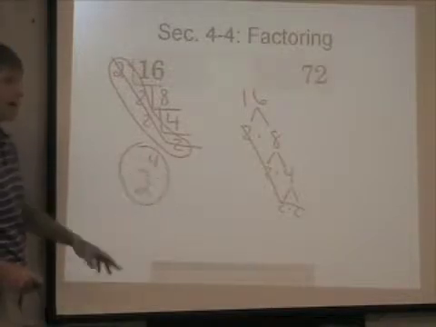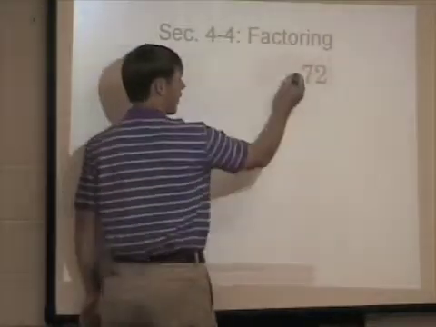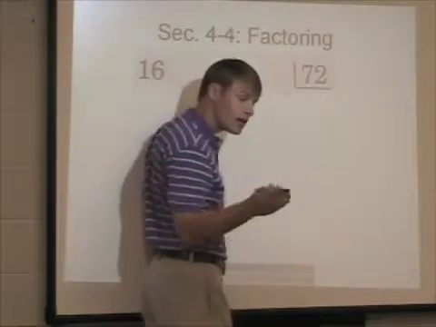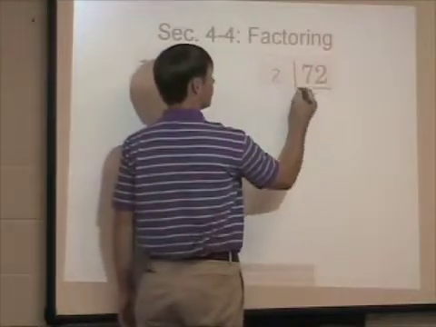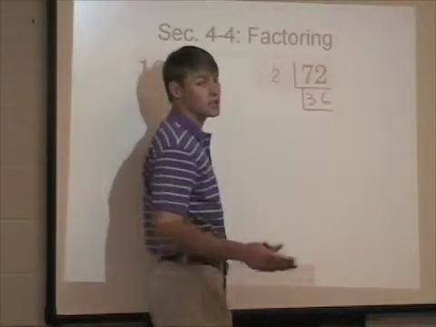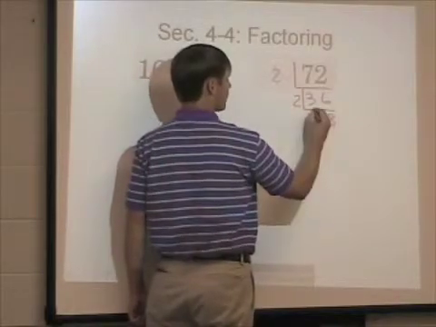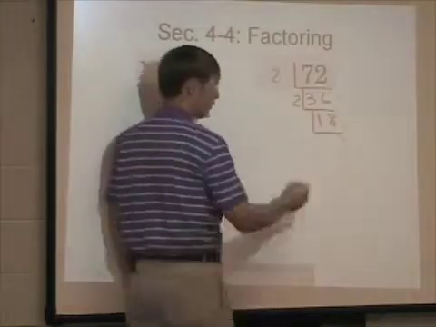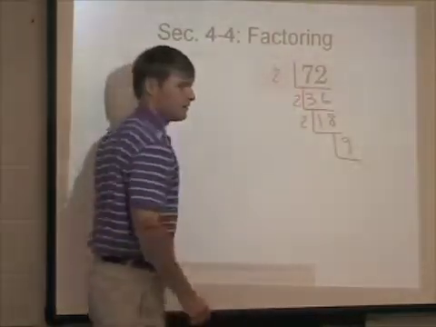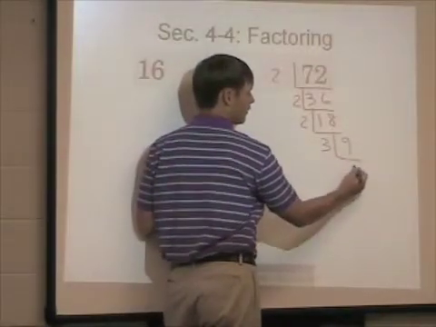Alright? Now we have to do the same thing for the number 72. I like to draw a line, and what will go into 72? It's even, so say 2. 2 times 36. What will go into 36? It's even, so say 2. And 2 times 18. So what will go into 18? 2 times what? 9. Now, 9 isn't even. So you're done with your 2's. But what is 9? It's 3 times 3.